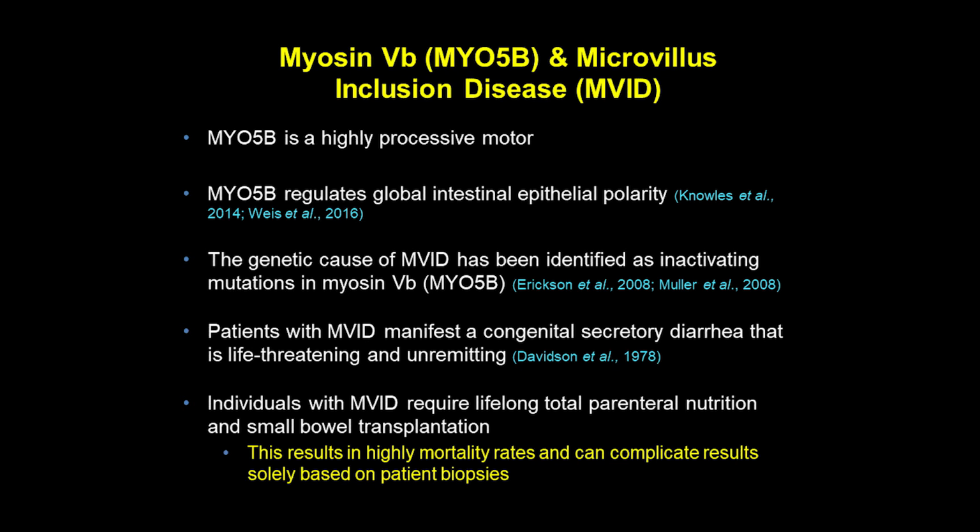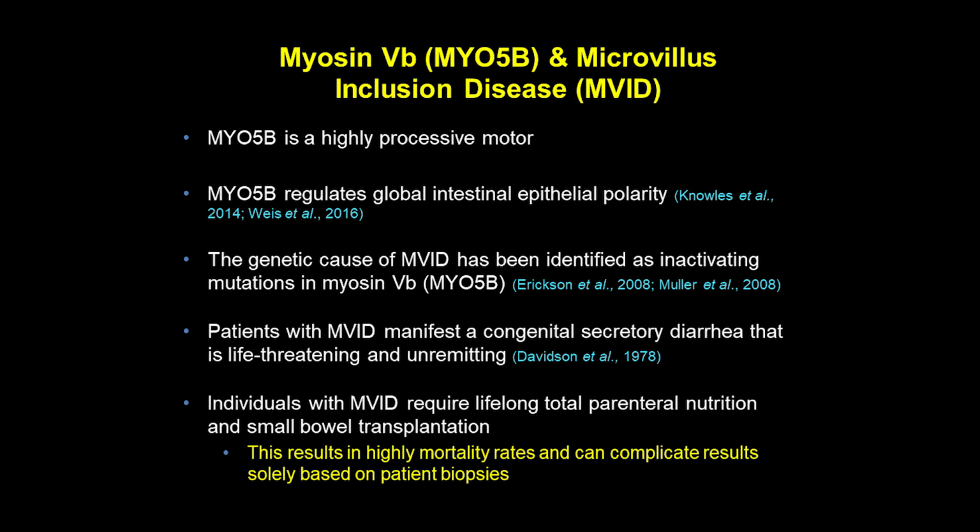Then a few years ago, two groups, one in Germany and one working specifically on the Navajo Indian tribe, demonstrated that this disease, microvillus inclusion disease, was caused by mutations that either inactivate or cause knockout of myosin 5B. And indeed, in the Navajo tribe, about 1 in 10,000 births are homozygous for single-point mutations in myosin 5B.